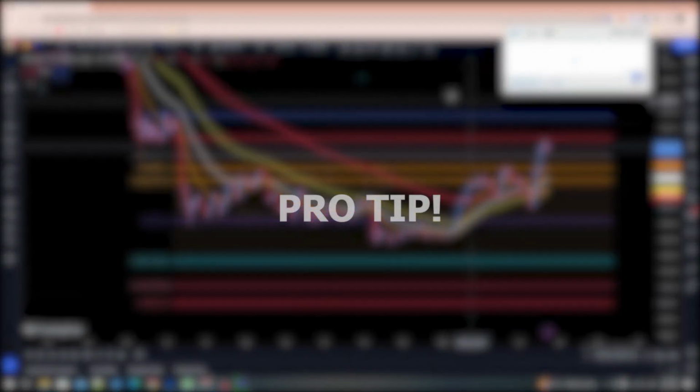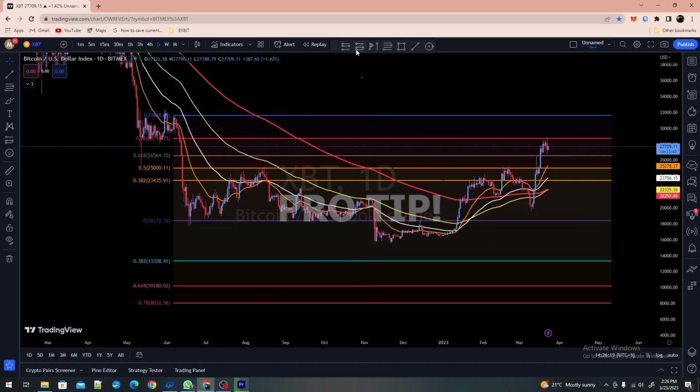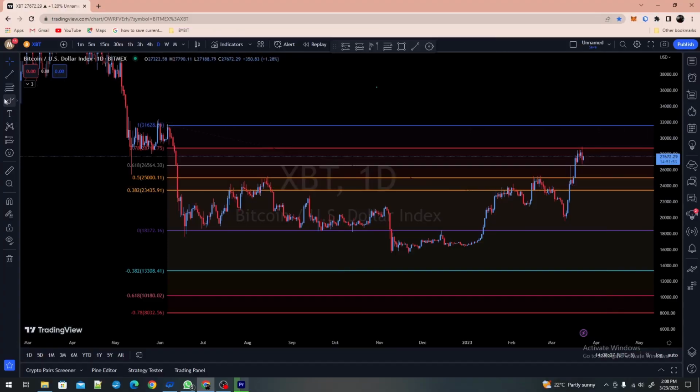Now, here's the pro tip: when using Fibonacci retracement to identify potential entry or exit points, it's important to look for confluence with other indicators or price action signals. For example, if the 0.5 Fibonacci retracement level aligns with a previous support or resistance level, that's a strong indication that it may act as a key level of support or resistance again. Similarly, if the 0.618 level aligns with a trend line or a moving average, that's another indication that it may be a key level to watch.